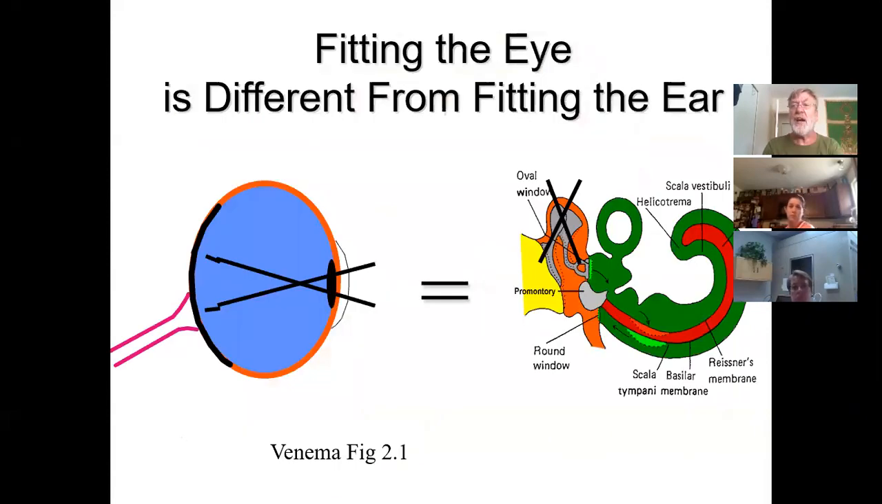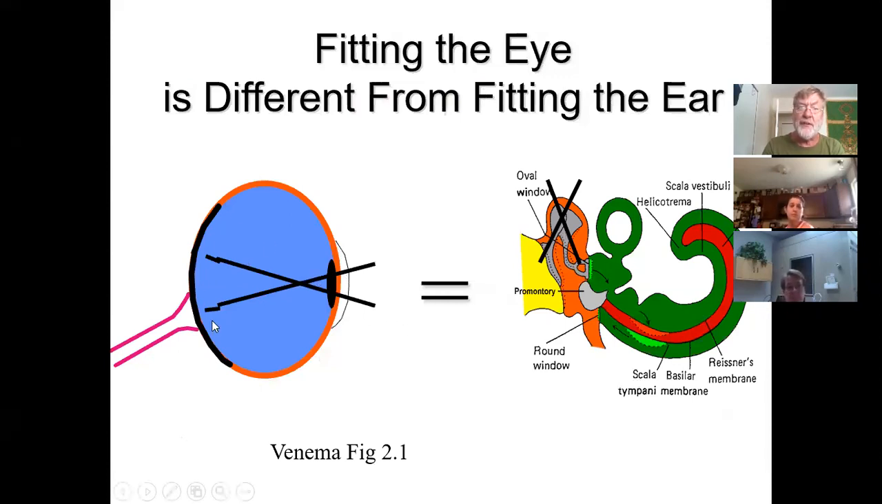Anyway, this is a slide of something that I was trying to talk about earlier to you. Okay, fitting the eye is different from fitting the ear. Here's an eye. Light comes in through the lens.